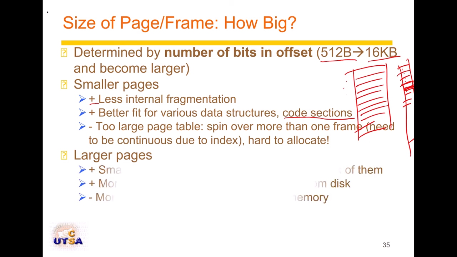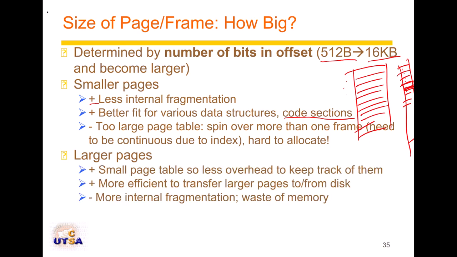And the other alternative is, you can make them larger. So in this case, let's say if this is your logical address space, and this is your physical memory, you can divide it into larger and larger pages. But in this case, clearly you will have smaller page tables, because you have a smaller number of pages, right?